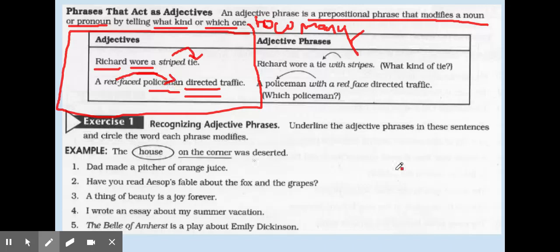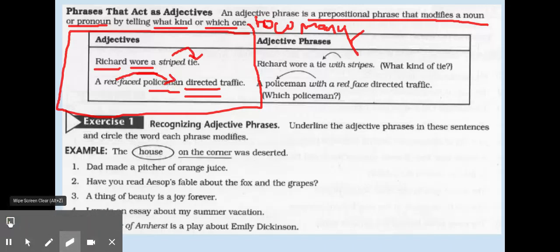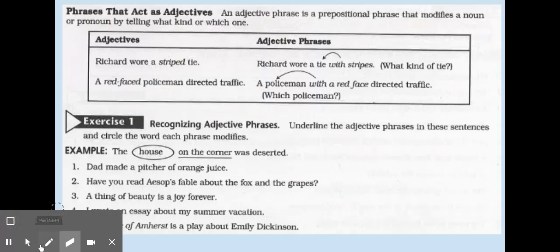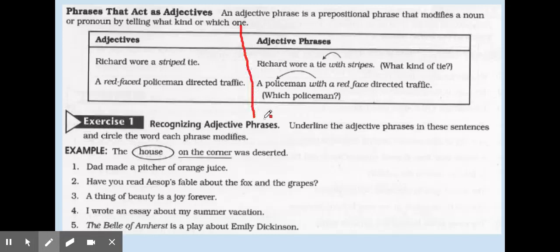Okay, so now I'm going to jump to the other side that is going over adjective phrases. It's using the exact same sentence with the exact same scenarios, but this time we're going to turn that single word adjective into a phrase. So I've still got Richard. I still got that he wore something. I have a subject and a verb, and he wore a tie with stripes. Well, with stripes is a prepositional phrase, and it's describing what kind of tie.